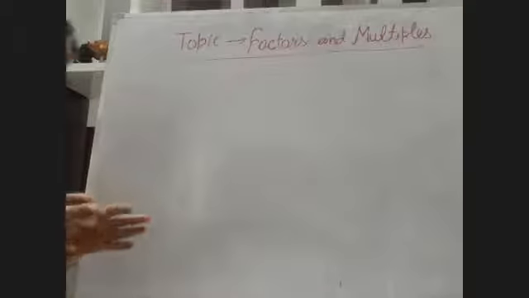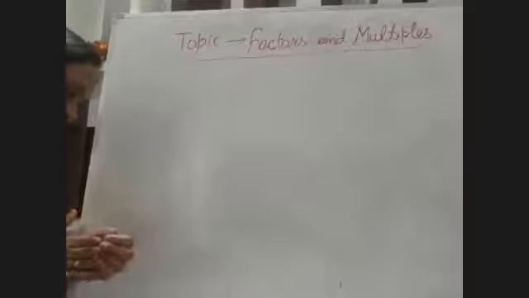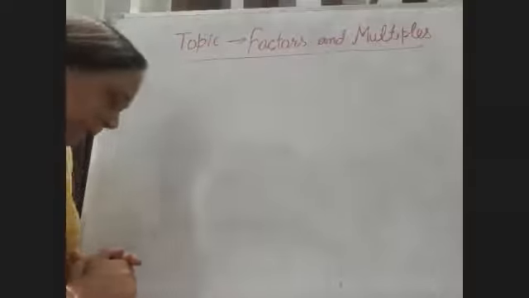Good morning, students. As you know, our topic is factors and multiples, and we are doing exercise 18. Questions one and two we already discussed in the previous lecture. So now I'm starting from the third question. Your third question is: list all prime numbers between 1 to 50.